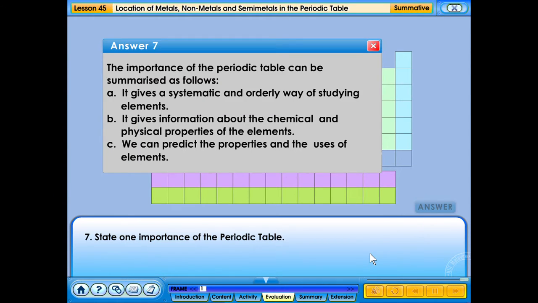The importance of the periodic table can be summarized as follows. A. It gives a systematic and orderly way of studying elements. B. It gives information about the chemical and physical properties of the elements. C. We can predict the properties and the uses of elements.